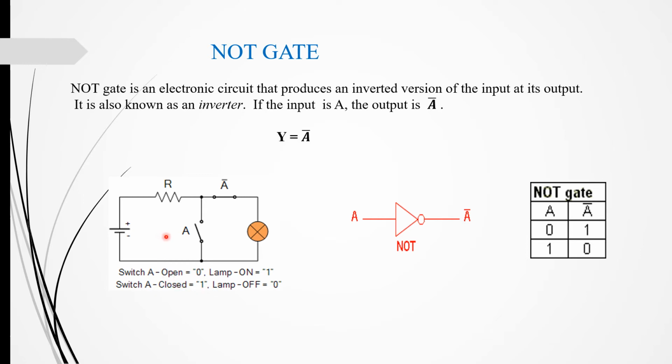This is switching circuit of NOT gate. So here you can see switch is in parallel with lamp. If switch is open, then lamp will glow, and if switch is closed, then lamp will not glow. The logic of NOT gate is, if A is high, then output Y is low, and if input A is low, then output is high.